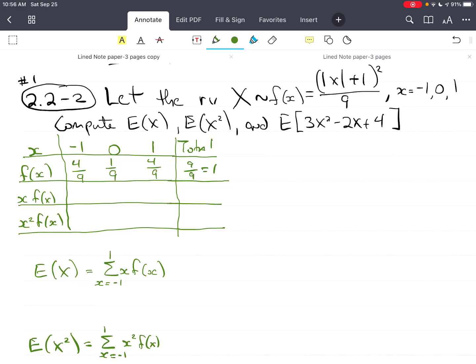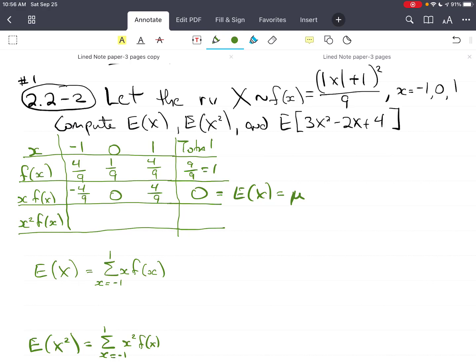All right, so now I simply take x times f of x. So here I'm going to have -4/9. This is going to give me 0 and a +4/9. So when I add these up, I get 0. And this is e of x, which is also mu.